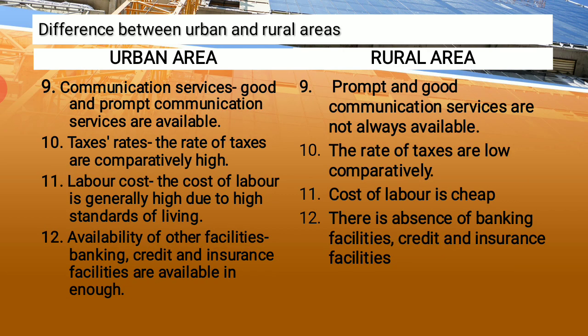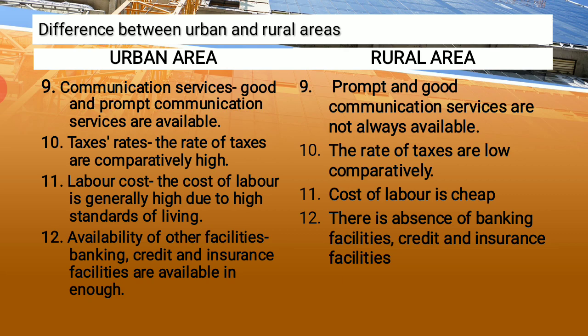Point number 9 tells us about the communication services. Naturally, the communication services in the urban area are prompt and good. Whereas in the rural area, prompt and good communication services are not always available, though the development that has taken place in the last few years in India has also provided quite good services as far as communication and telecommunication is concerned in the rural areas as well. But when you compare it with the urban area, the rural area is lacking these services to many extent.